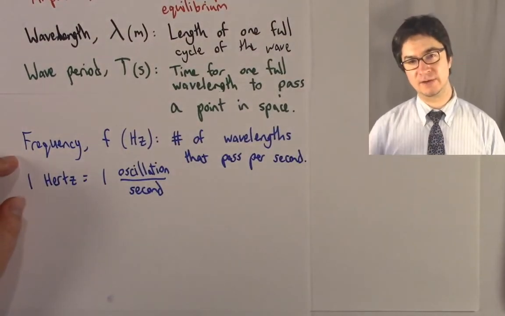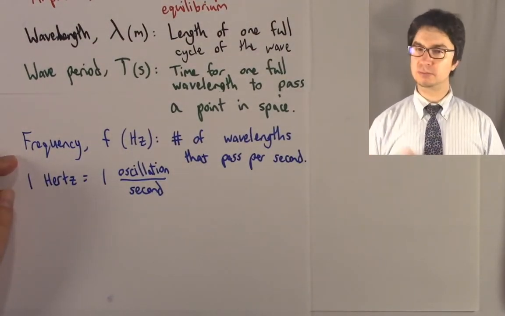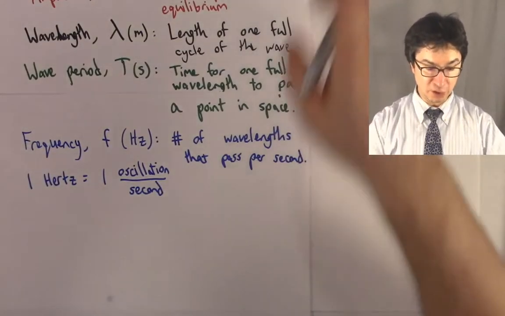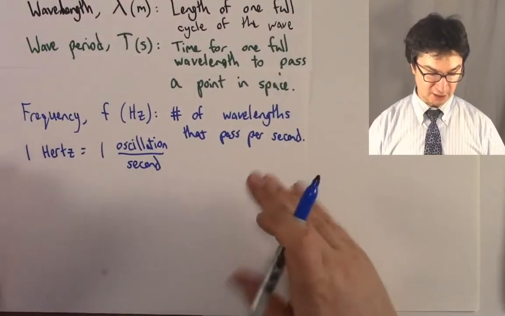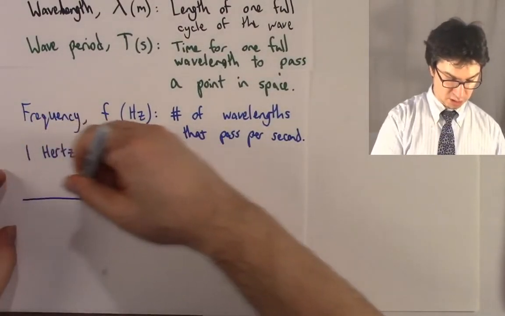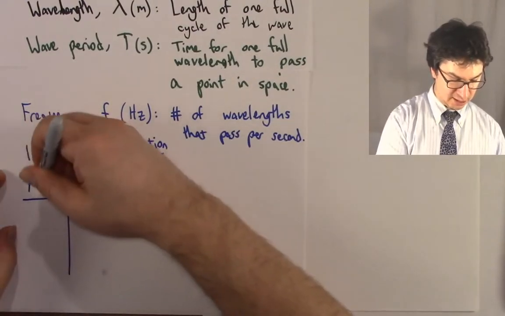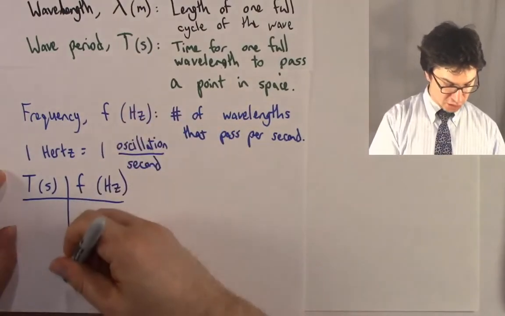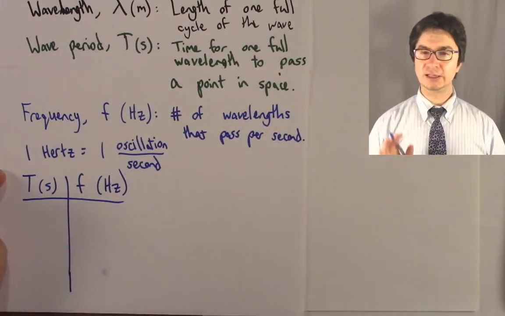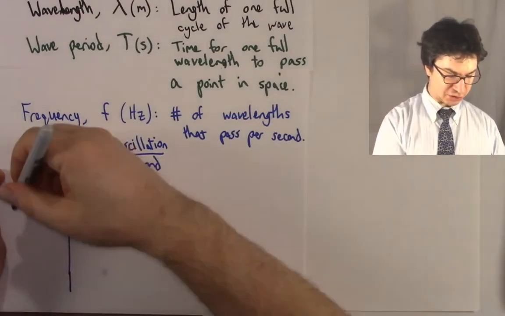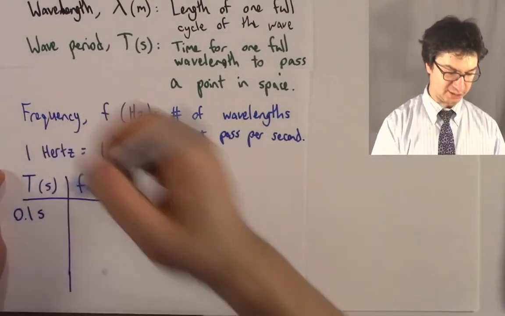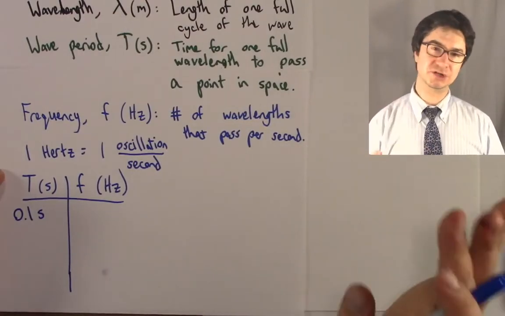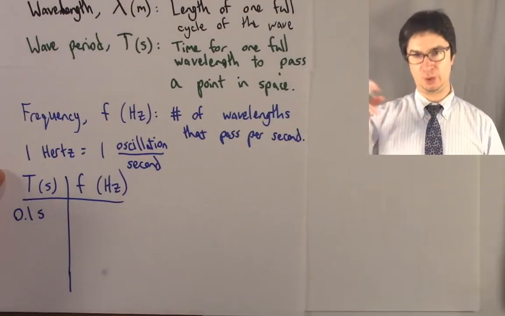That's the frequency, how many wavelengths pass per second. And one important little exercise that we explored when we did oscillations that might be worth reviewing here really quick is the idea of the relationship between the oscillation period T in seconds versus the frequency f in hertz. So I want to ask you this question. Let's say that a wavelength takes 0.1 seconds to pass a point, okay? So it takes 0.1 seconds in order to have one full wavelength of a wave.